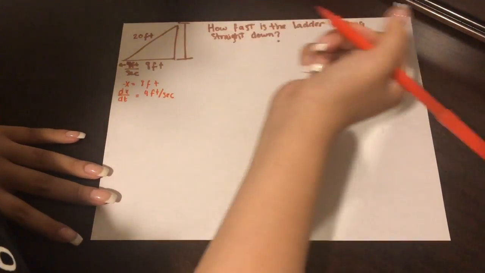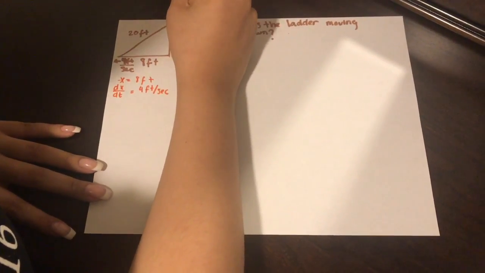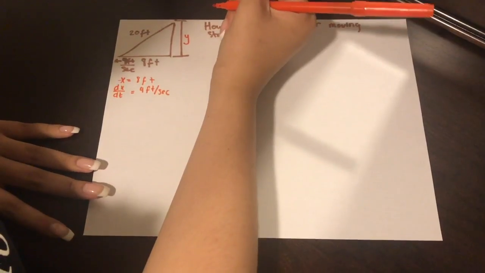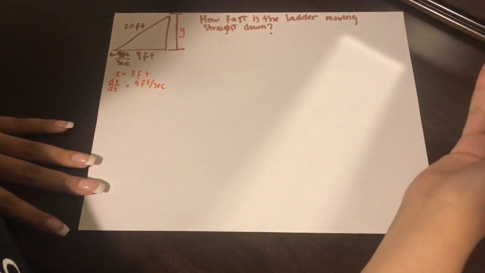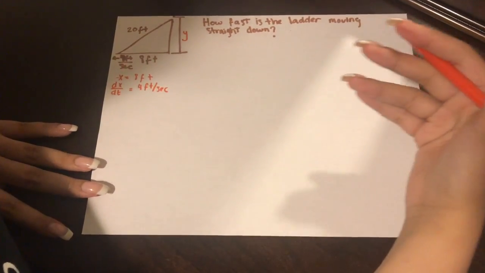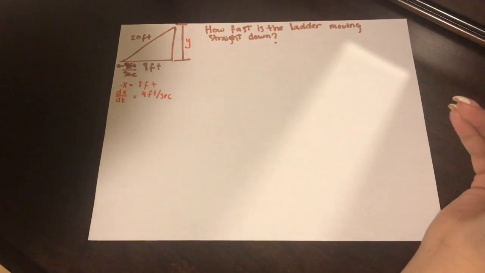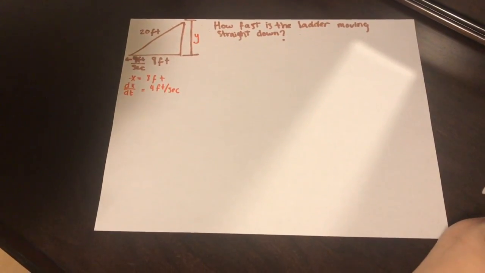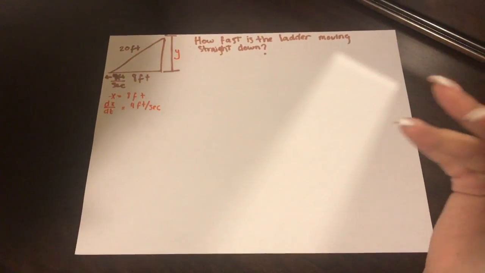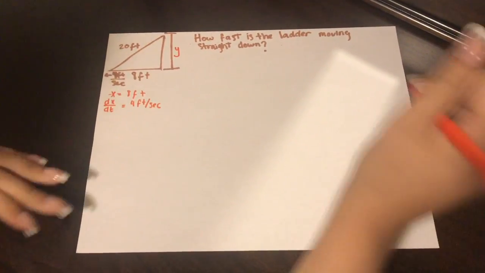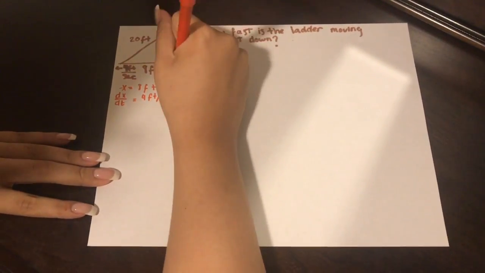Now we are going to make the height of the wall y. Since we are trying to find how fast the ladder is moving straight down the wall, and we already know the height of the wall is y, the only way to know how fast the ladder is moving straight down the wall is to find the rate. So we will be finding dy over dt.